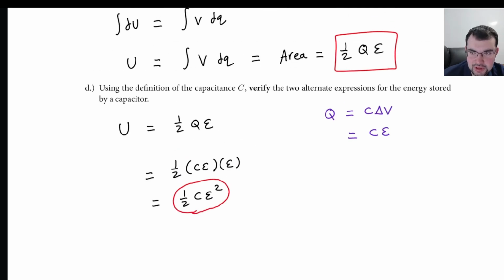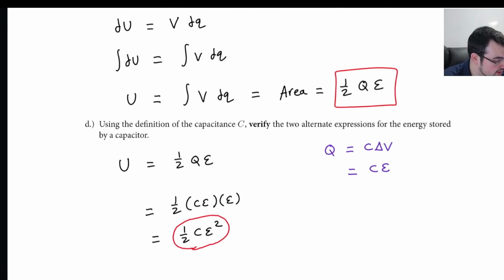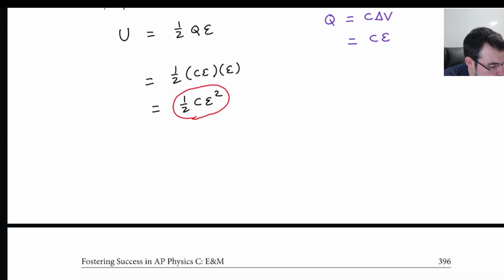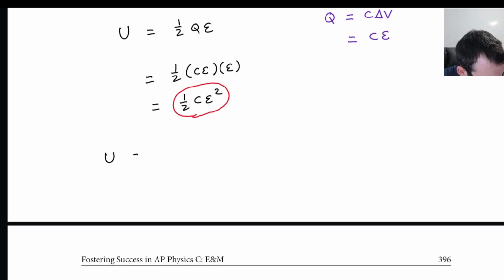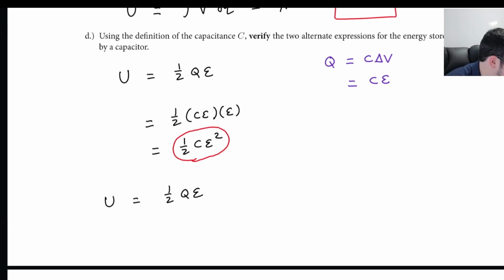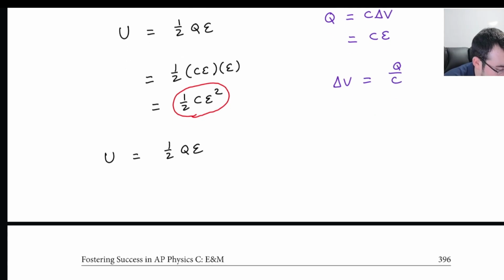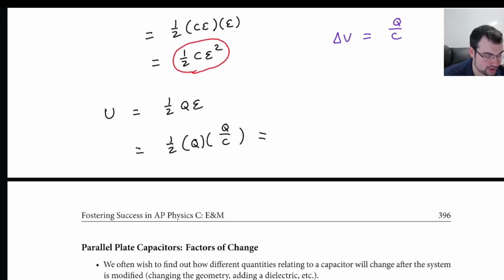Notice that looks similar to a spring potential energy. That's not a coincidence. Or what if instead we started with 1/2 Q times epsilon, but I wanted to actually get rid of this epsilon? Well, we know delta V can be written as Q over C. So we can replace that epsilon with Q over C. So we pick up an extra Q on top and a C on the bottom. So we get 1/2 times Q squared over C.